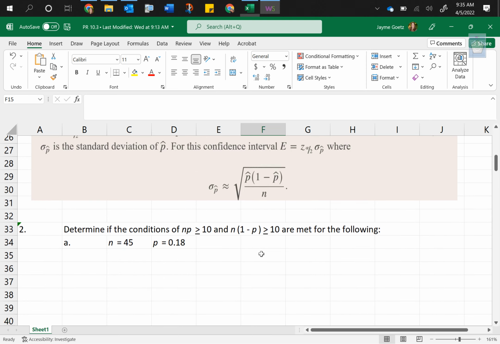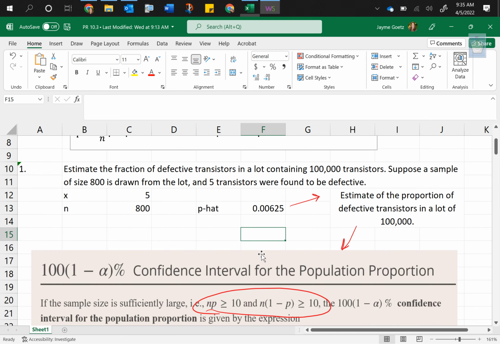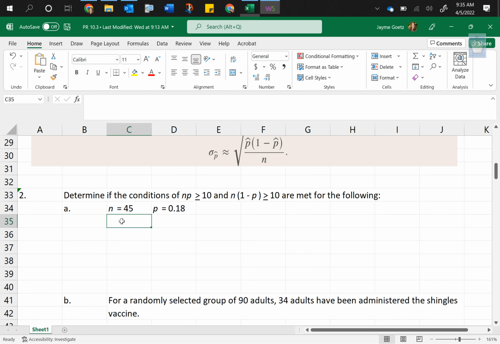So on number 2 here, we're going to practice determining if the sample size is sufficiently large enough to do these. We're not going to do the whole thing. We are just going to start with determining if the sample size is sufficiently large enough. It says determine if the conditions of the sample size being sufficiently large are met for the following. On part A, they're giving me a sample size of 45 and a p-value of 0.18. So here's what I'm going to do so I can use these. N is 45. P is 0.18.